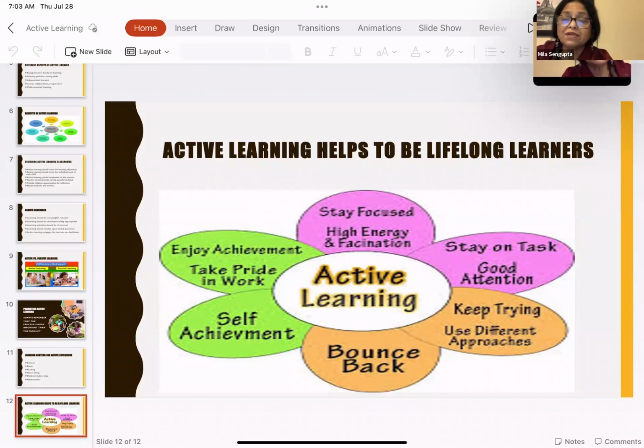So I hope that you have been able to collect some information from this training session that you will be able to apply in your classroom setting and help these children glow and flourish and blossom and develop. And thank you.